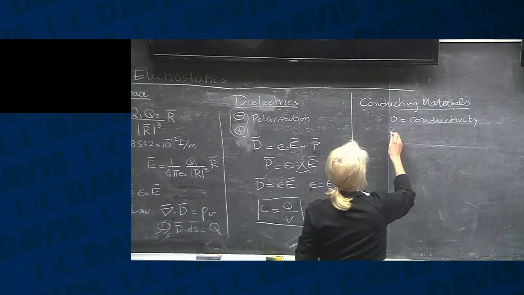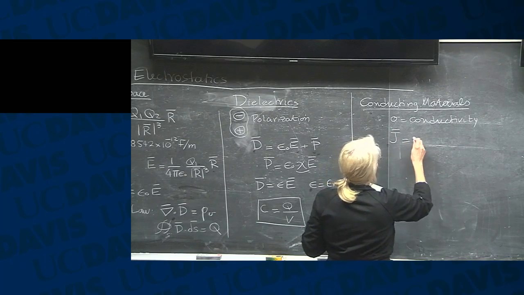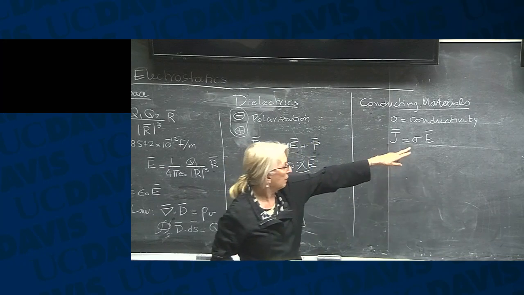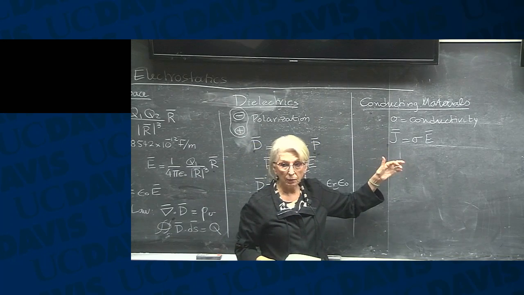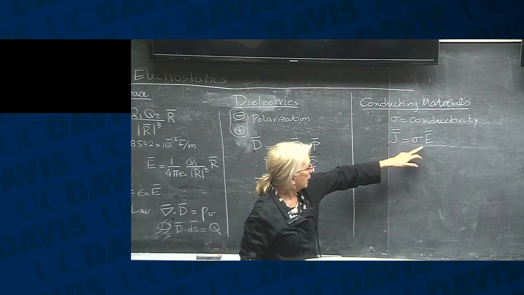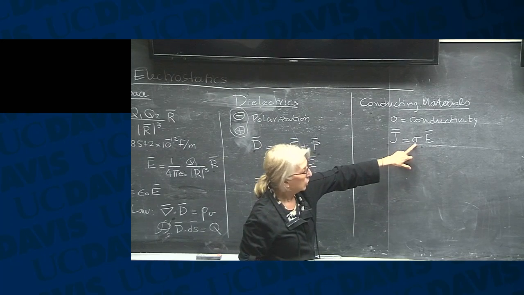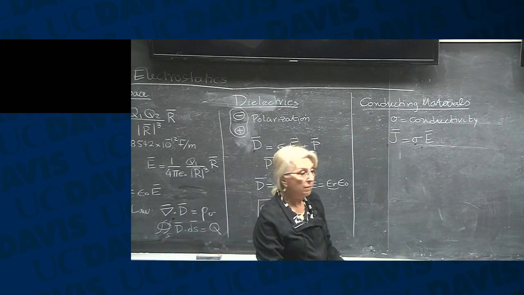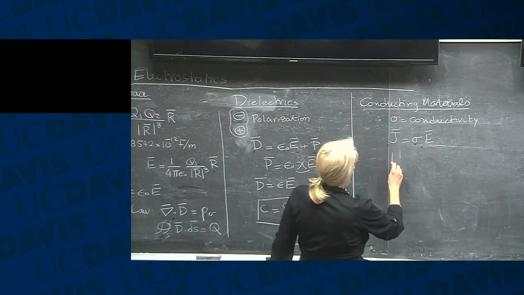And this current, J, is connected, of course, to the applied electric field, because it does not exist when the electric field goes to zero. It is connected to it through this conductivity. And from there, from these materials, we found a resistor.